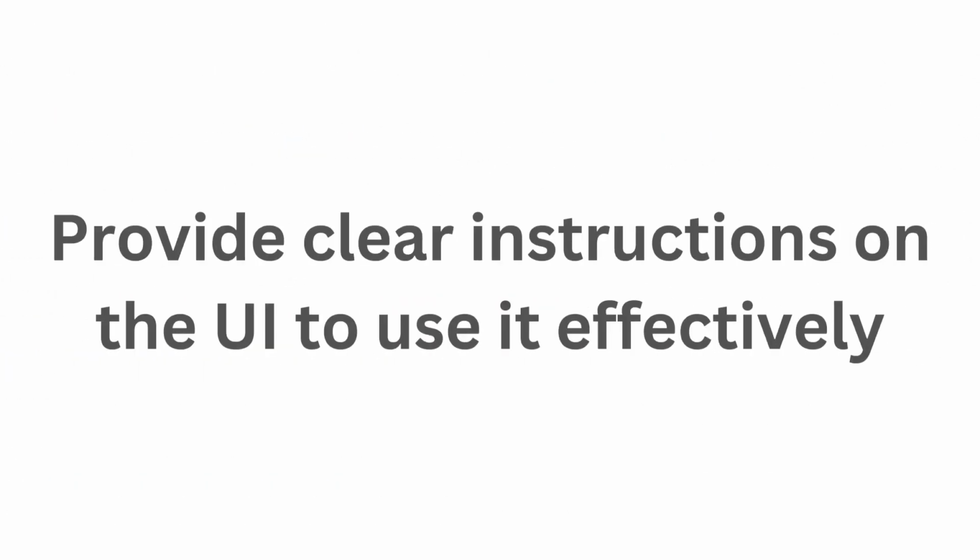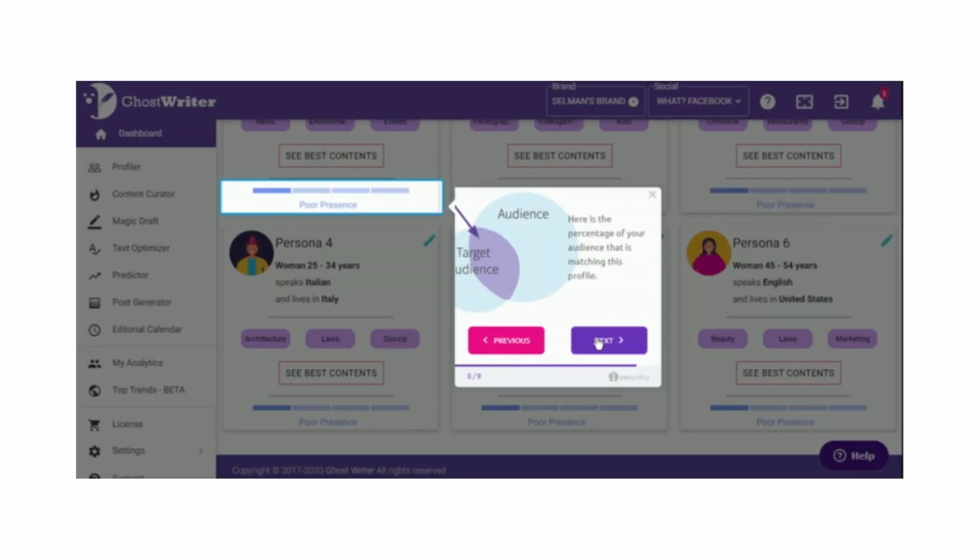Tip number 9. Provide clear and concise instructions and tutorials to help users learn how to use the interface effectively. This can be done through in-app tutorials, help pages, or other forms of documentation.